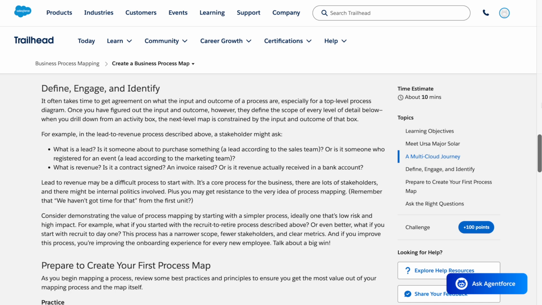Consider demonstrating the value of process mapping by starting with a simpler process, ideally one that's low risk and high impact. For example, what if you started with the recruit to retire process described above? Or even better, what if you start with recruit to day one? This process has a narrower scope, fewer stakeholders, and clear metrics. And if you improve this process, you're improving the onboarding experience for every new employee. Talk about a big win?